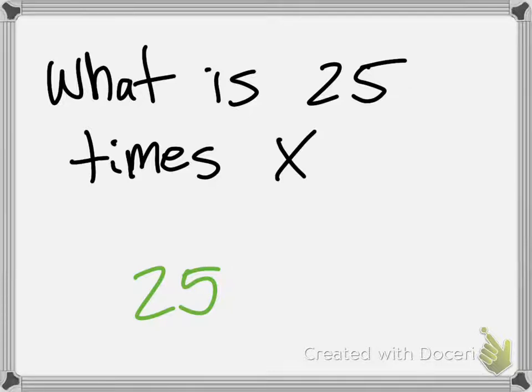Are you ready? Are you guys ready to go? Are you ready for this? 25 times x is 25x. Yeah, you see this? What we don't see is this little multiplication sign in the middle. And the reason we don't see a multiplication sign in the middle is because when numbers and letters, when anything is touching like that, it means multiply.